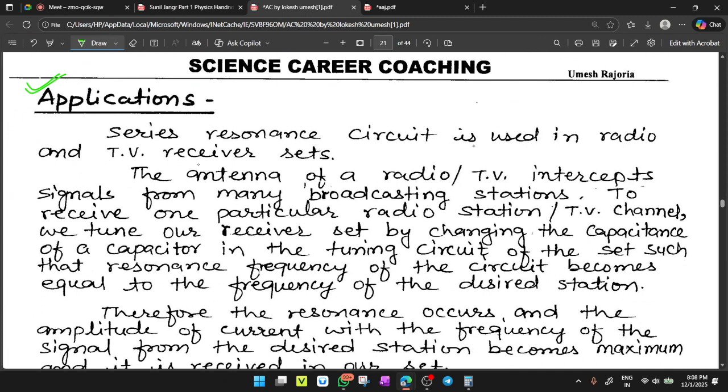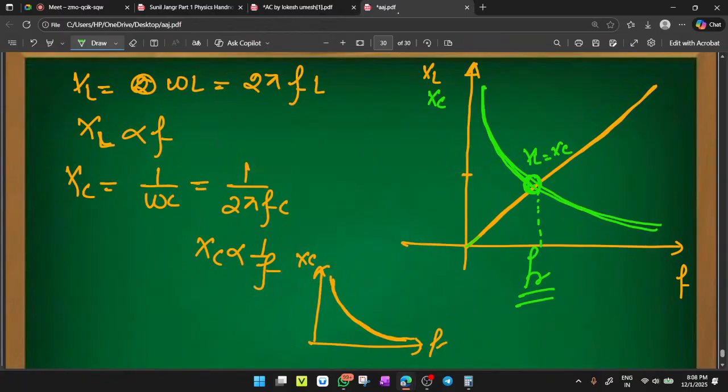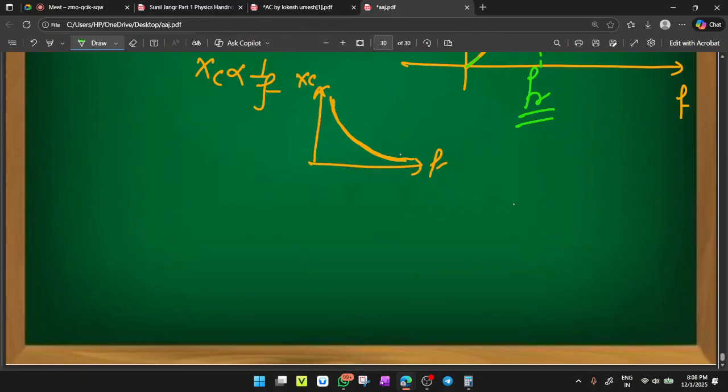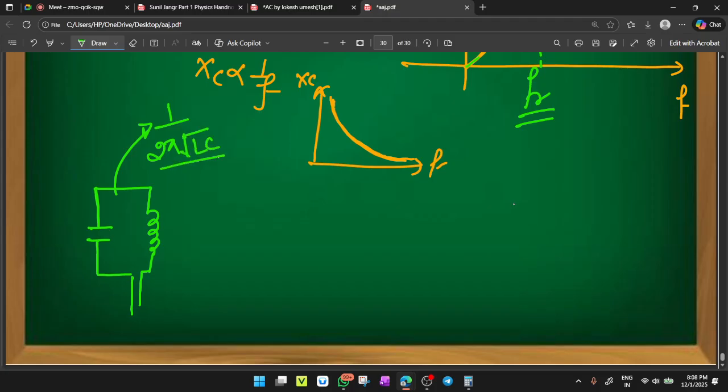Series resonance circuit is used in radio and TV receiver sets. You see, there is a circuit in a TV receiver set called a tank circuit. So there is an LC circuit in every TV receiver and radio receiver. This circuit has a frequency of 1 upon 2 pi under root LC. Clear?